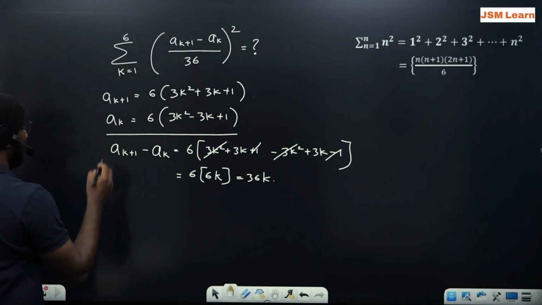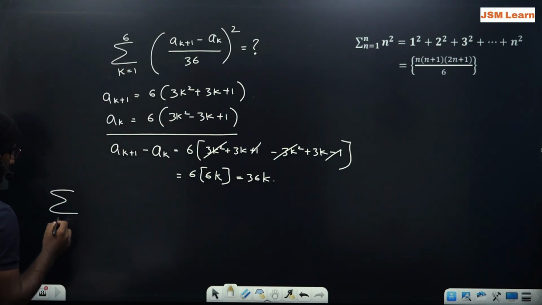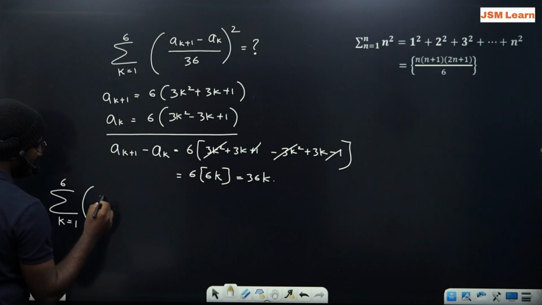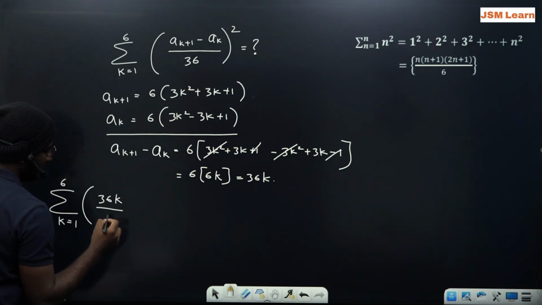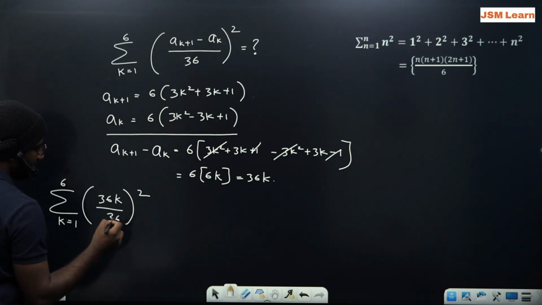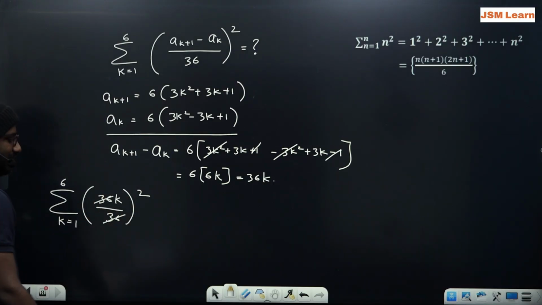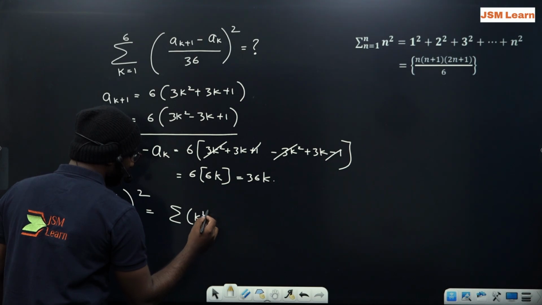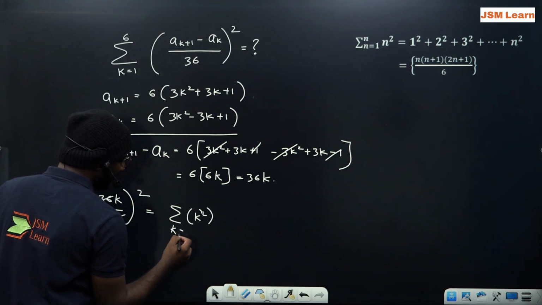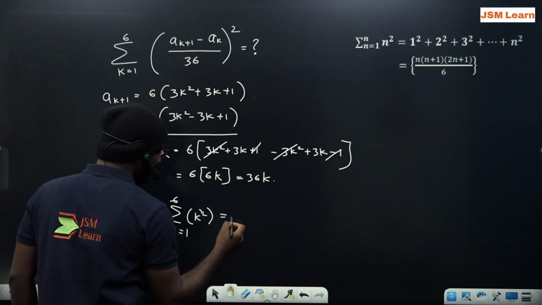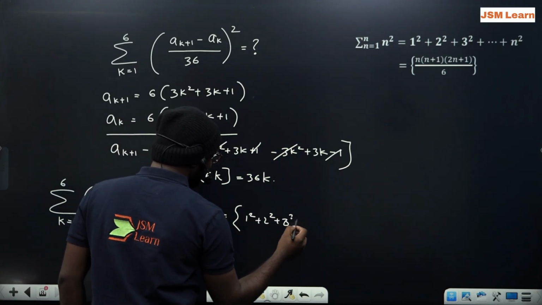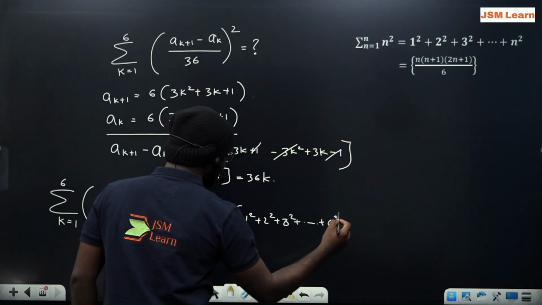So we are going to find the sigma value where k is running from 1 to 6, of (a k plus 1 minus ak), right? That is equals to 36k we got divided by 36 whole square. On cancelling this 36 and 36, we got that sigma k square. We are going to find from k is equals to 1 to 6, which is equals to 1 square plus 2 square plus 3 square up to so on 6 square.